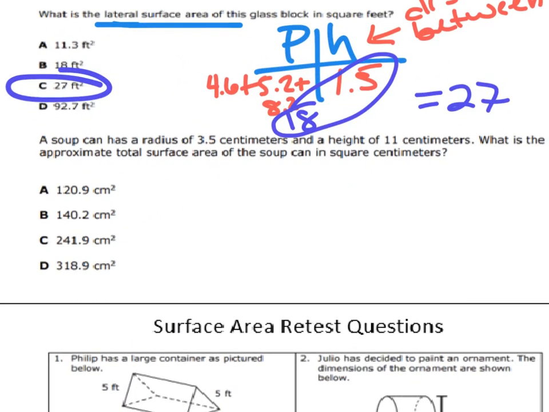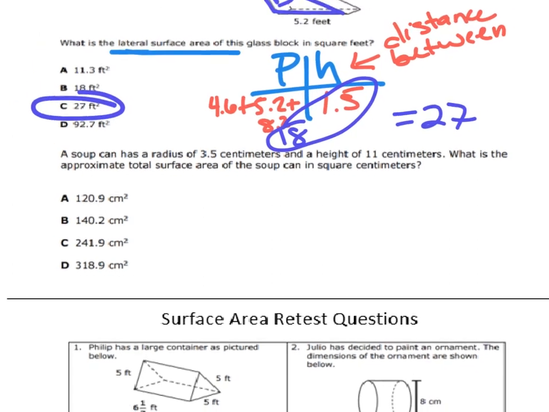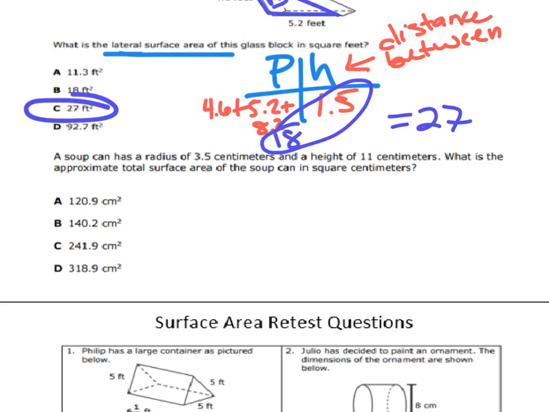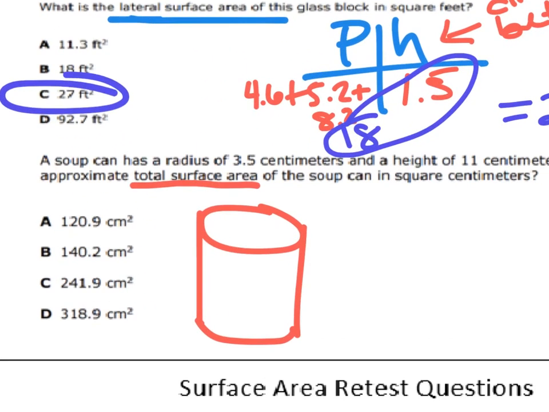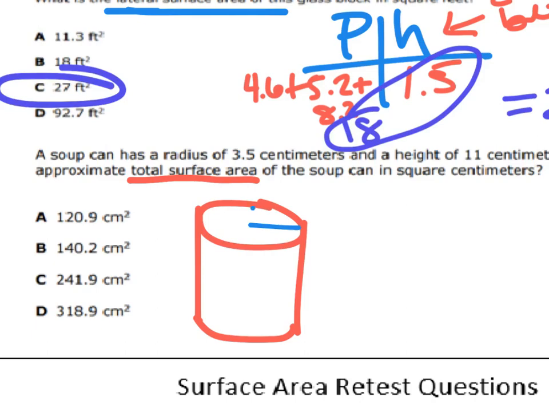A soup can has a radius of 3.5 centimeters and a height of 11 centimeters. What is the approximate total surface area of a soup can in square centimeters? So this is looking for my total surface area, and I have a soup can, so I'm going to draw a soup can. And this right here is a cylinder. So I can fill it with any information that I have, a radius that's just from the center to the edge of 3.5 and a height of 11.